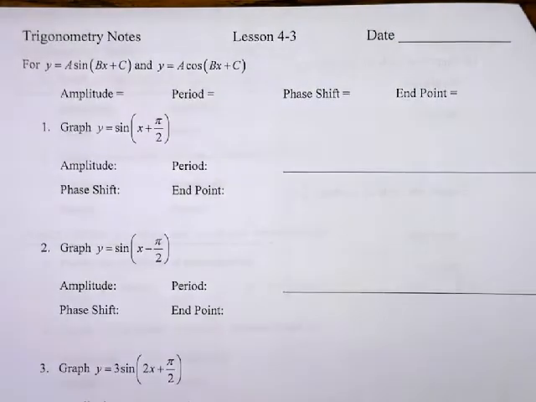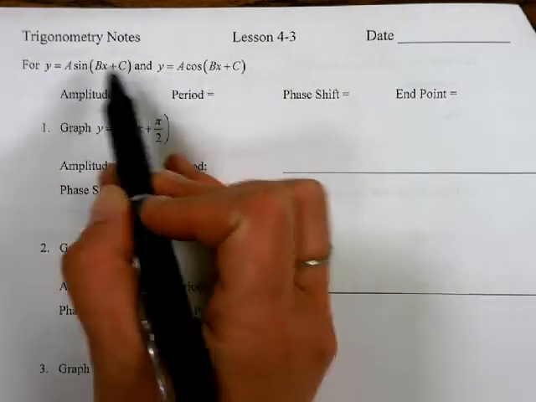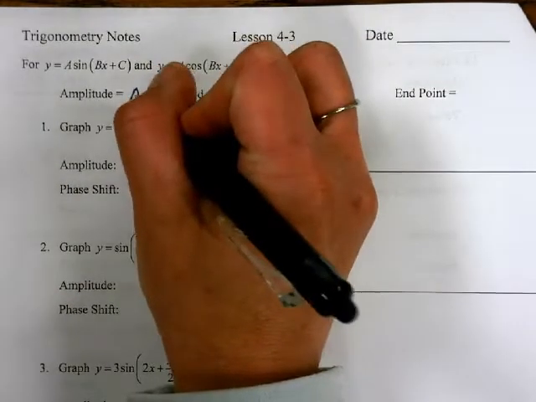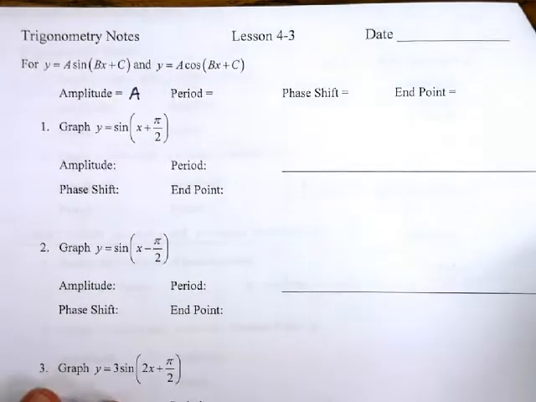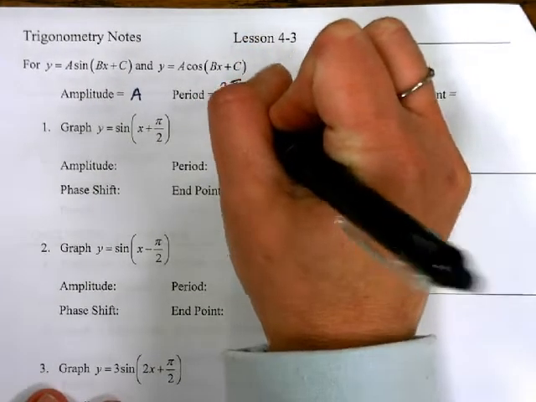Section 4-3 is vertical and horizontal translations. From previous lessons, we had learned some things about amplitude and period. Remember that when there is a coefficient in front of the sine or the cosine, that's our amplitude. So our amplitude is A, and our period is 2 pi over B.